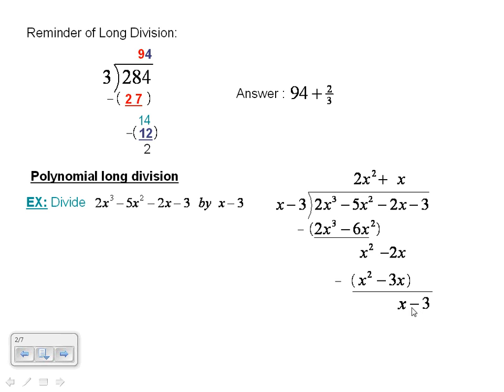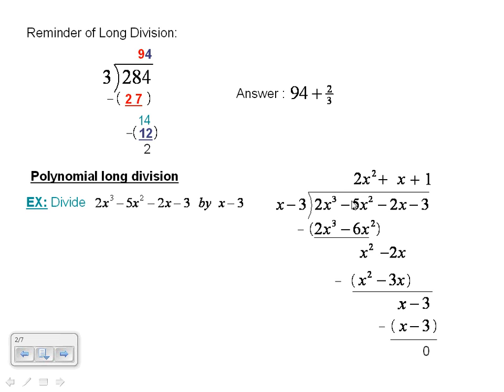And again, x times what gives me x? Well, that's a positive 1. I take positive 1 times x minus 3, and again, I write that product down here, and I subtract down. X does not go into 0, so that is my remainder. And now my remainder is 0, so my solution is just 2x squared plus x plus 1.